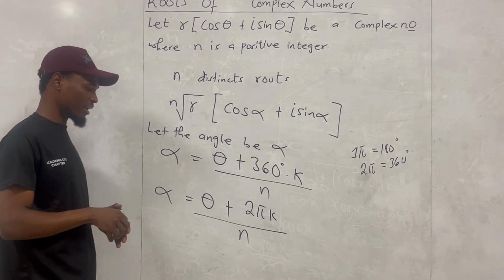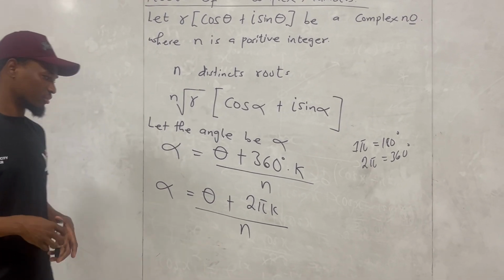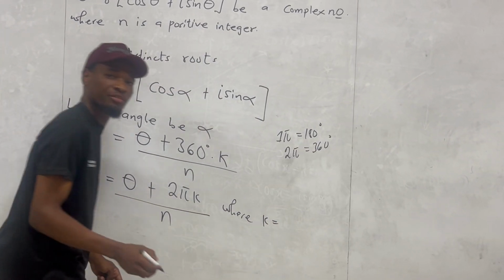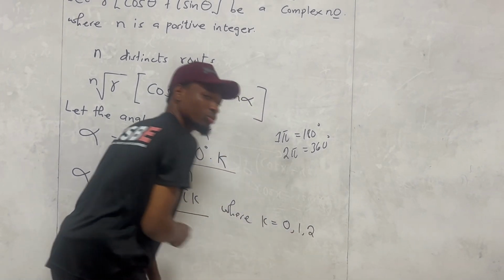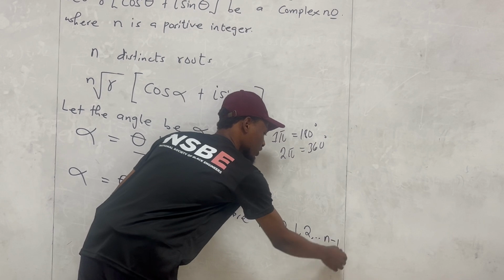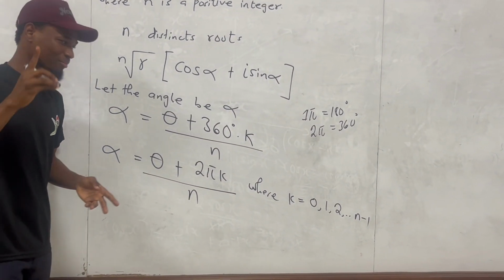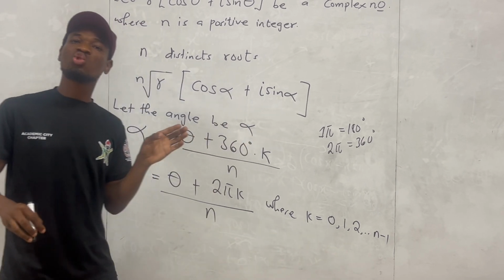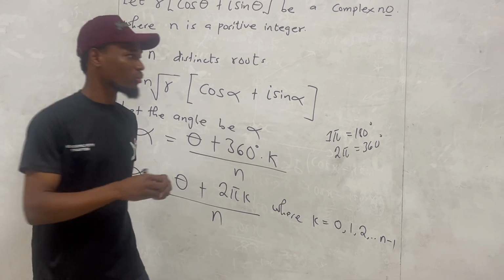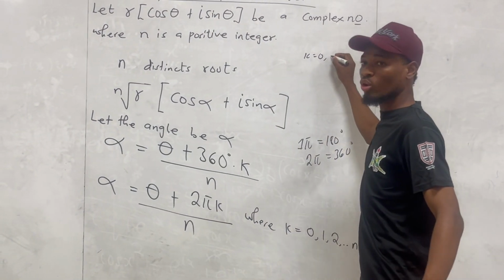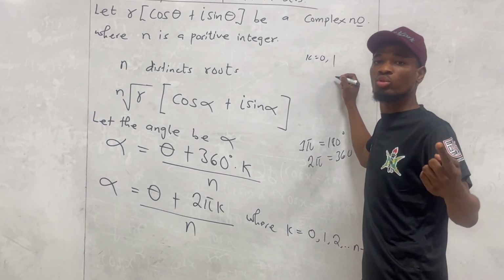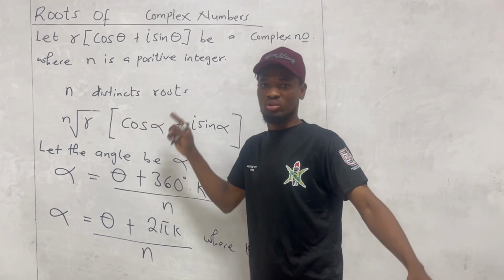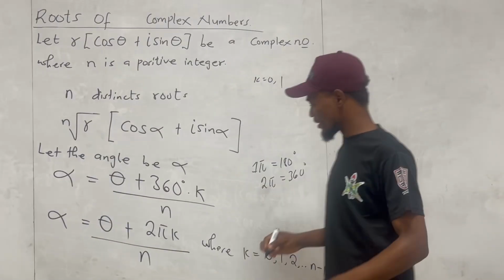You know the value for n, right? Where k here ranges from 0, 1, 2, up to n minus 1. Remember, k starts from 0, 1, 2, 3, and so on. So if I ask you to find the square root of a certain complex number, you start from k equal to 0, k equal to 1. When you have a square root, you have 2 distinct roots. When you have a cube root, you have 3 distinct roots. That's the meaning of this statement.